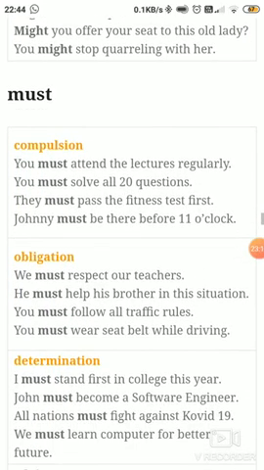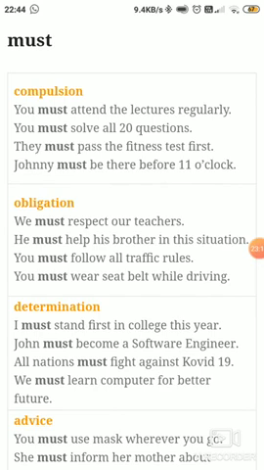Must. Must shows compulsion, children. You must attend the lectures regularly. You must solve all 20 questions. They must pass the fitness test first. Johnny must be there before 11 o'clock.